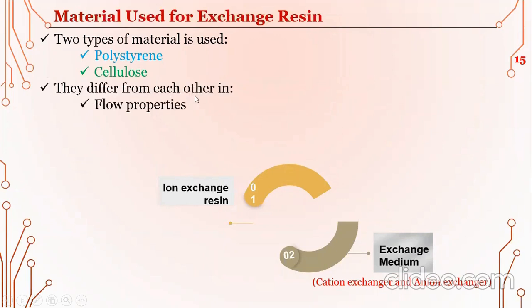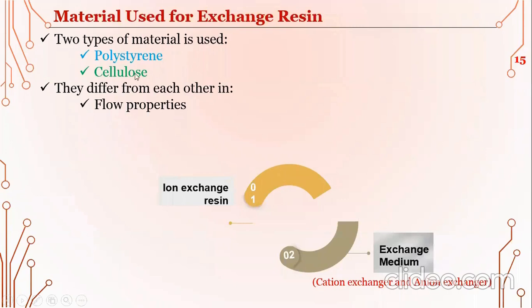So they differ from each other in certain properties. The first property will be flow property. So their flow properties will be different, since we flow the sample through them. The polystyrene ones will be in the stationary phase, so their flow properties will be different.